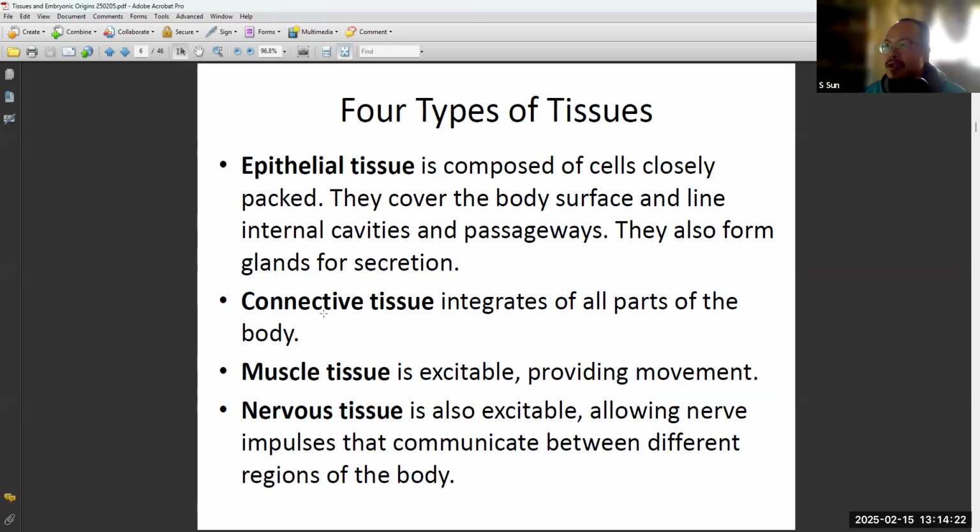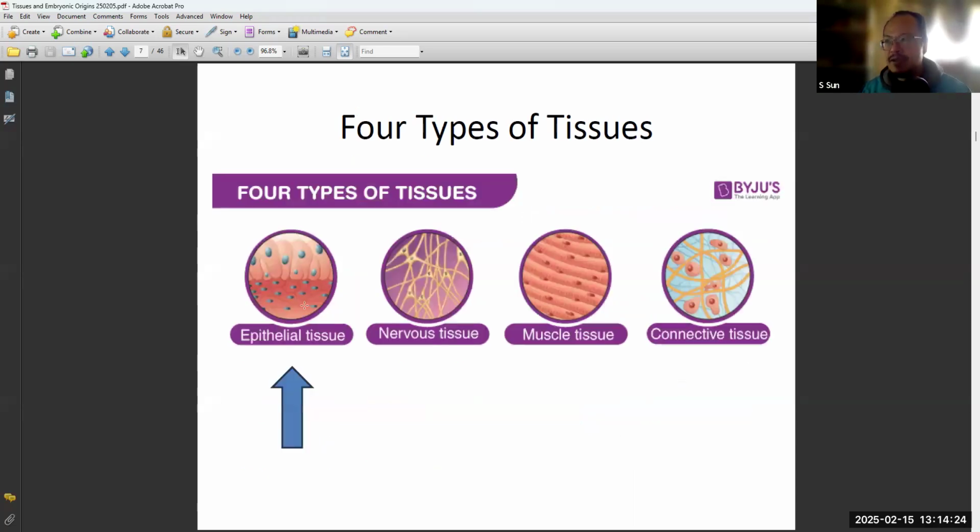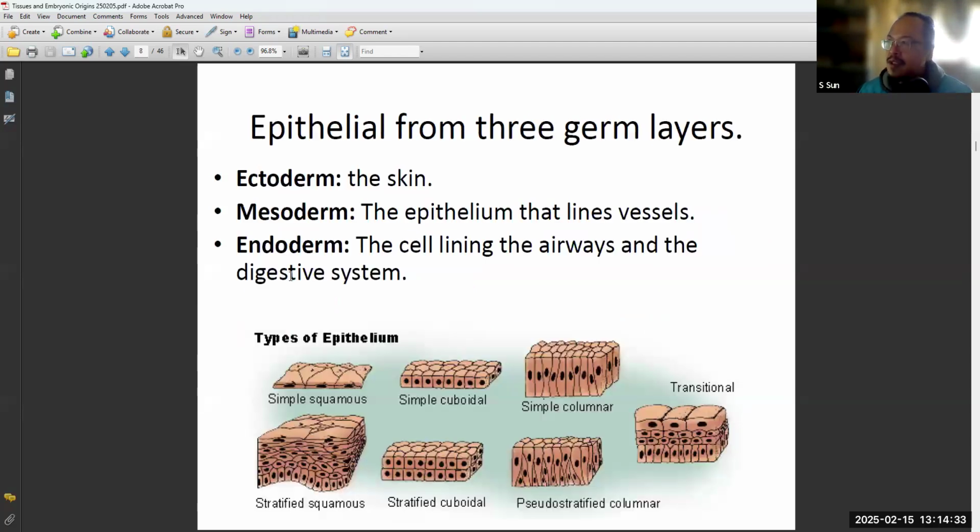The first thing that we will look into is the epithelial tissues. So it's right here, epithelial tissues. What is the feature? The feature is that the cells are packed together. Here are some examples of these epithelial tissues. You can see that there are some variations. Epithelial tissues can be found in the skin. Skin comes from the ectoderm, one of the germ layers. There are three germ layers. Skin comes from the ectoderm.